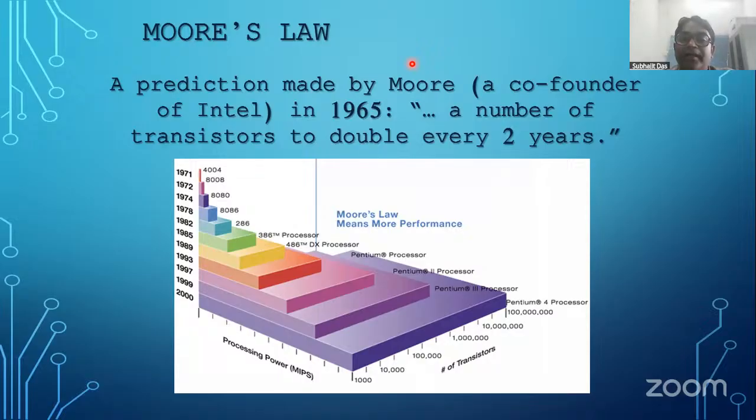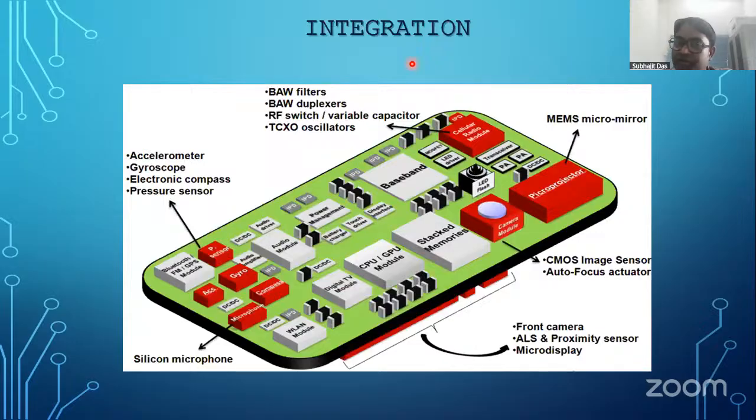So it is getting smaller day by day, whatever I told, the integration. Now you can see the accelerometer, which, whenever we are running or walking, basically counts your speed and your steps, the gyroscope, electronic compass, pressure sensor, various filters, duplexers, RF switches, MEMS micro mirror for camera sensor, and all these things are there in your mobile phone. So lots of things have been integrated in a single system to make this fabulous VLSI system with huge features.